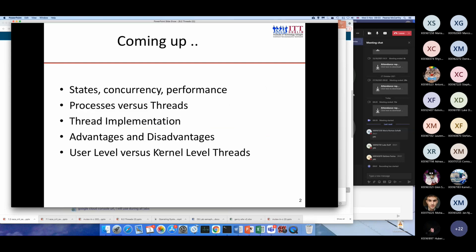So what are we going to talk about? We're going to talk about our states again, like ready, running and wait. Concurrency. Does anybody know what concurrency means?